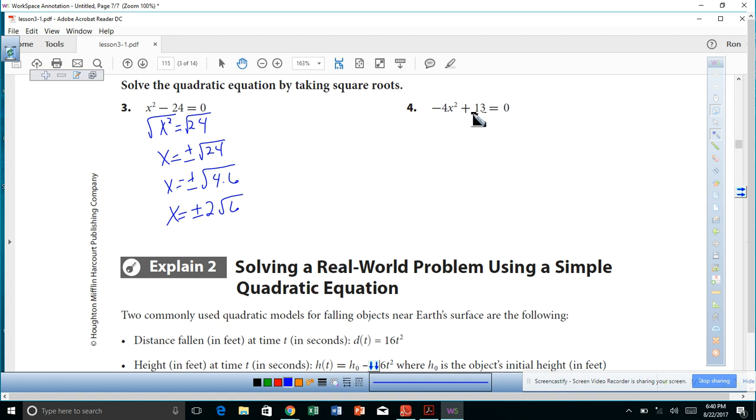Let's subtract 13 from both sides. We get negative 4x squared equals negative 13. We're going to divide both sides by negative 4, and we get 13/4. We'll take the square root of both sides, and we get x equals plus or minus the square root of 13 over 4. x equals plus or minus square root of 13 over the square root of 4, which is 2.